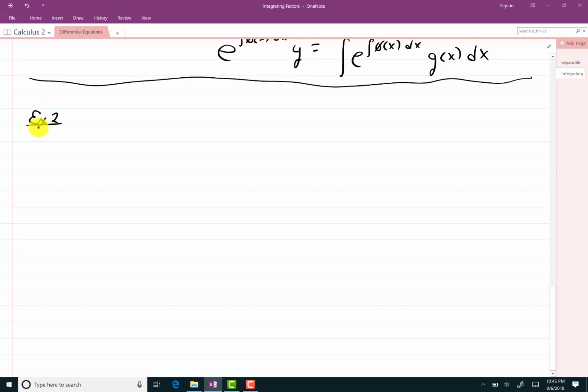For our next example, basically what I'm going to do is just get more complicated and messy examples as I move on.